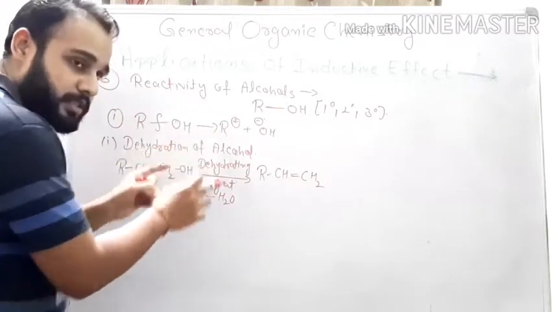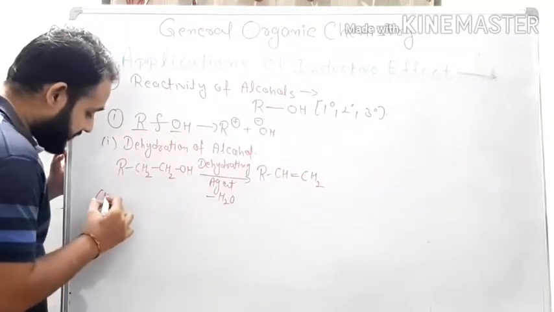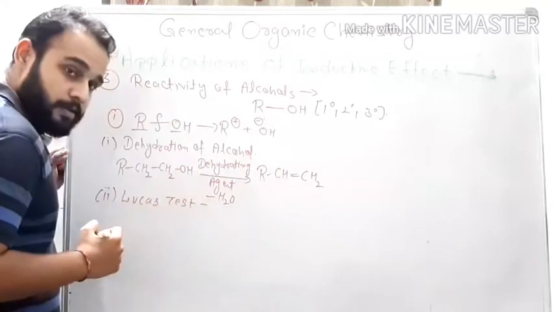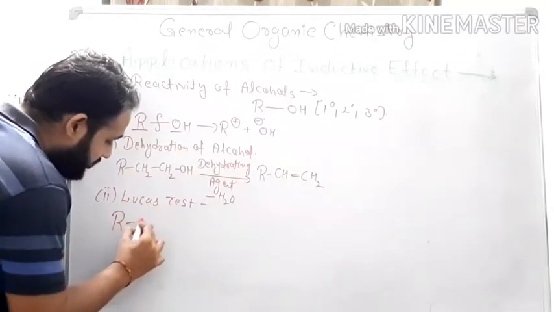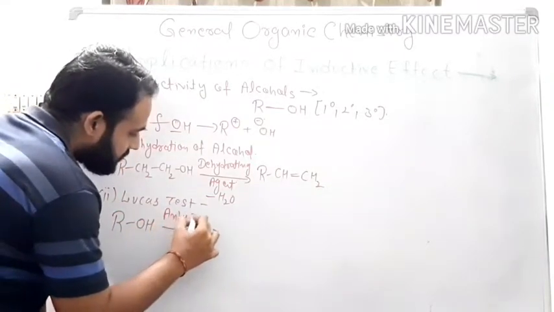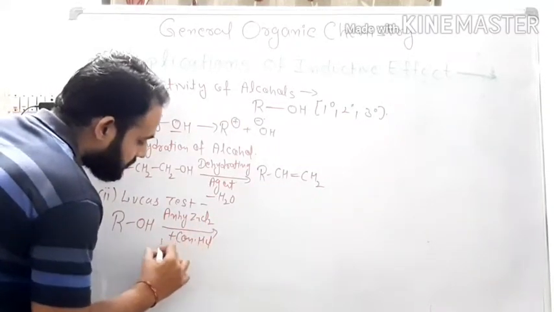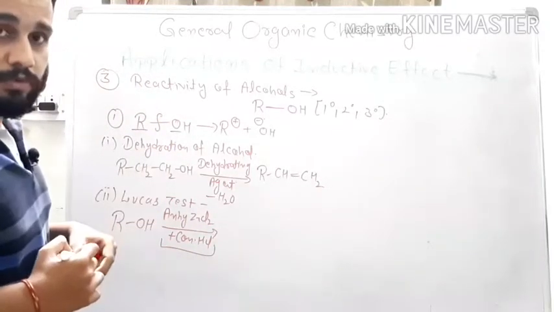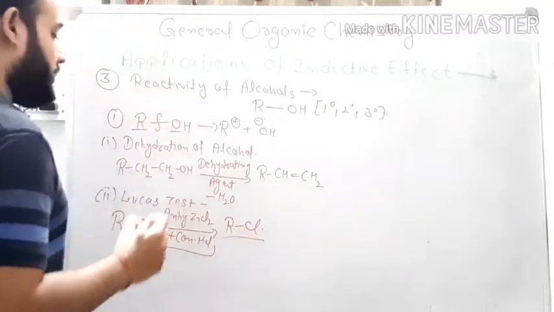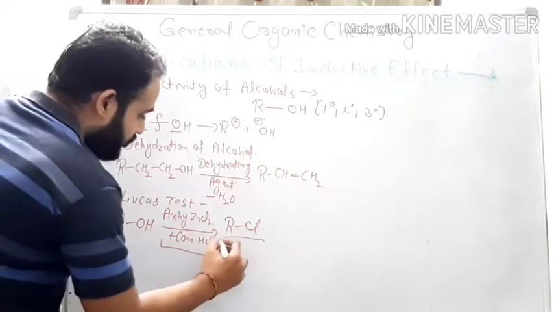First, this reaction in which the bond cleavage occurs between carbon and oxygen. Then the second one is the Lucas test. In the Lucas test you react alcohol with Lucas reagent, which is anhydrous ZnCl2 plus concentrated HCl. Okay, and the formation of alkyl halide occurs. So this is the Lucas test, anhydrous zinc chloride plus concentrated HCl. This is known as Lucas reagent.